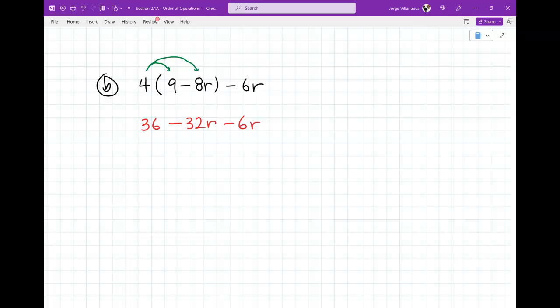And I can combine the last 2 terms, right? Negative 32r minus 6r. Those are like terms. So negative 32r minus 6r is, all right, negative 38r, and we're done. I cannot combine those last 2 terms because they both don't have the letter r. Okay? All right, I'll do one more and then we're done.